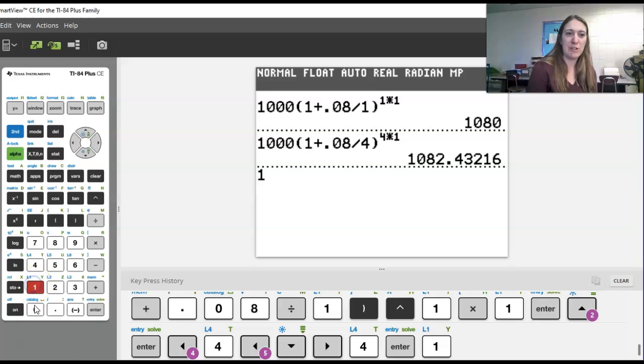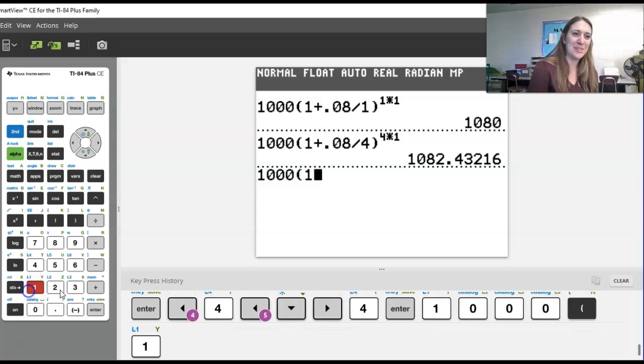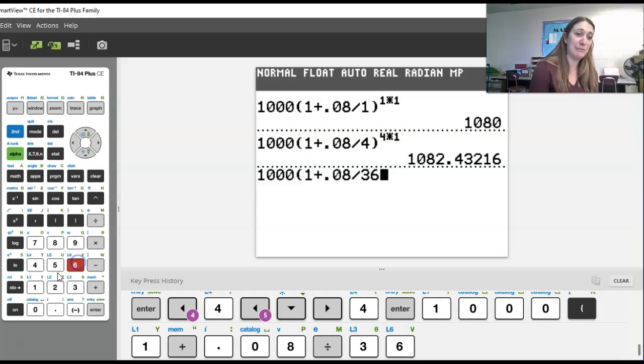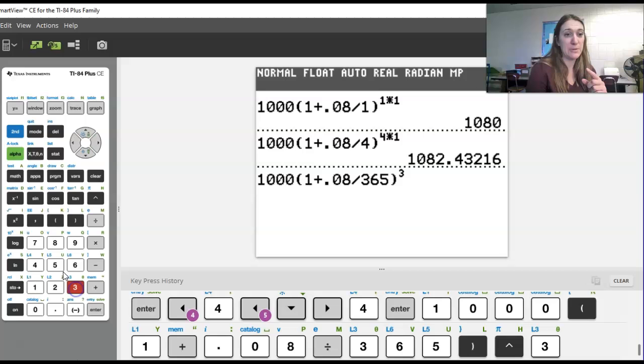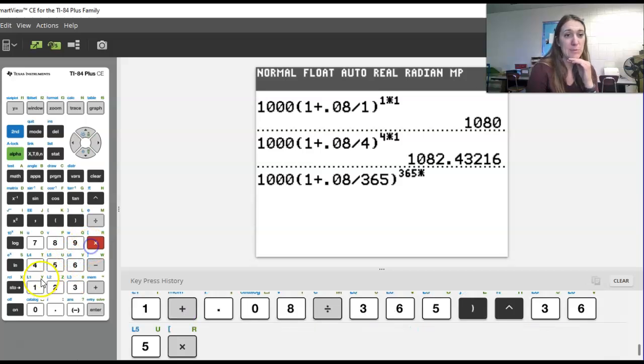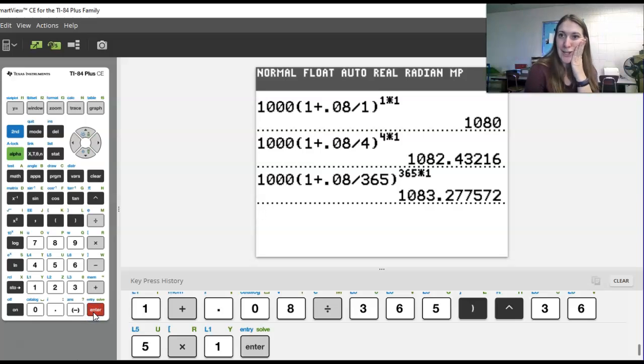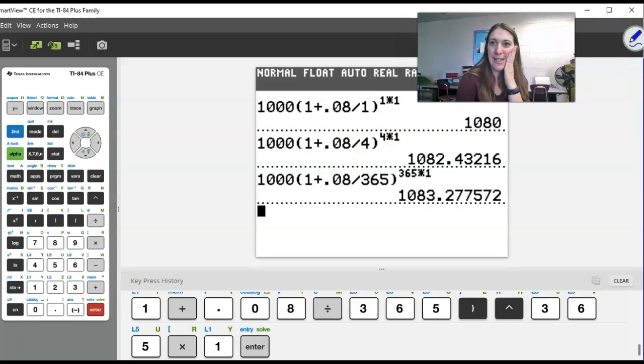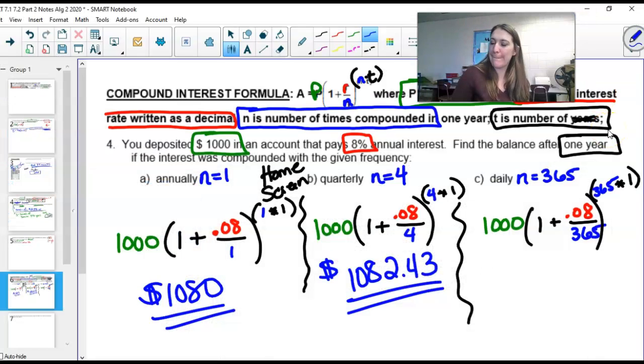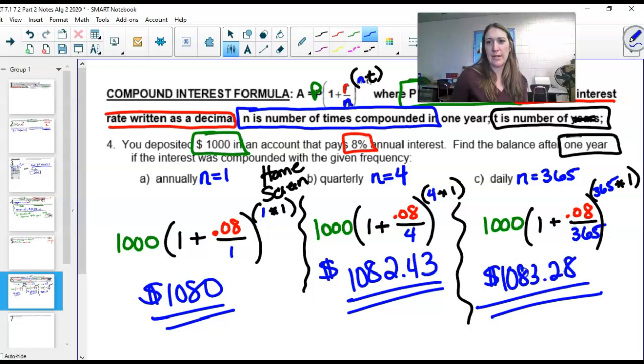This one I'm just going to type fresh because I got to type 365 and it's going to be weird. All right, so 1 plus 0.08. Now it's being divided by 365. And then up in the exponent, that 365 shows up again. I'm supposed to say times 1, so I will. It's like hardly any more money, guys. $1,083.28. So I guess the question is why?